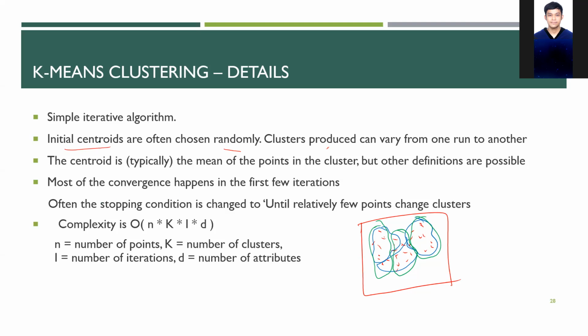Okay, the centroid is typically the mean of the points, but it can also be defined, for example, using medians or other definitions. Most of the convergence happens in the first few iterations. So sometimes we don't need many iterations, because in only a few iterations it has already converged to one result. And this is the complexity of the clustering. It's not really high actually.